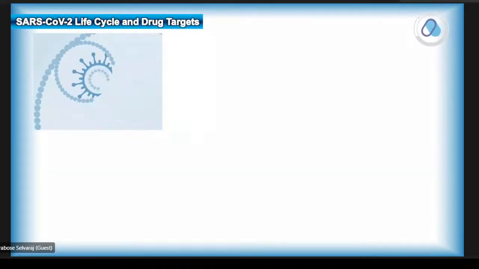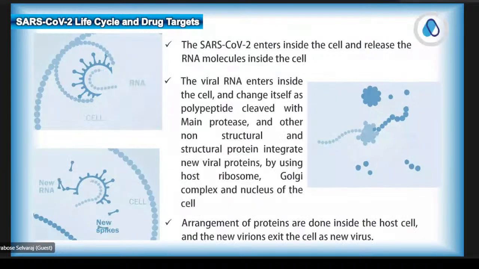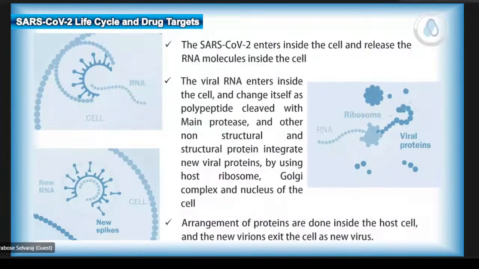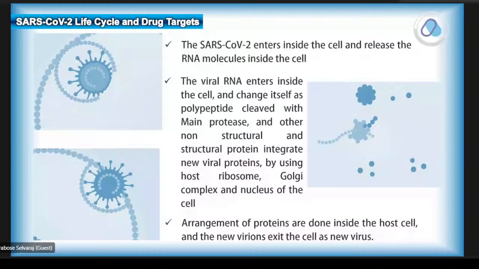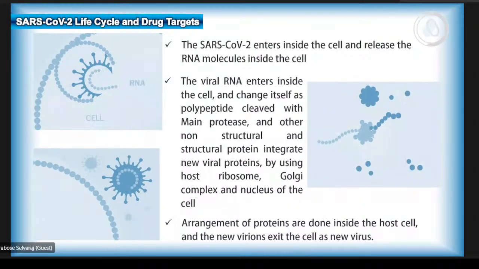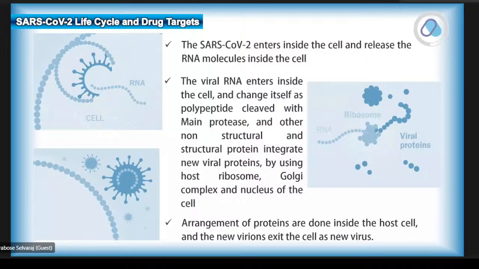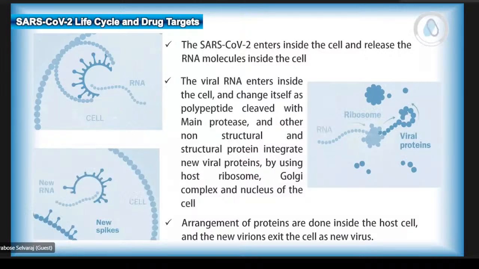Here is the same thing: SARS-CoV-2 enters the cell. This is an animation which shows how it goes inside the cell and how it is released. The second picture shows the RNA entering the cell and being translated into a polypeptide, and how the ribosome and viral protein cleave the RNA.